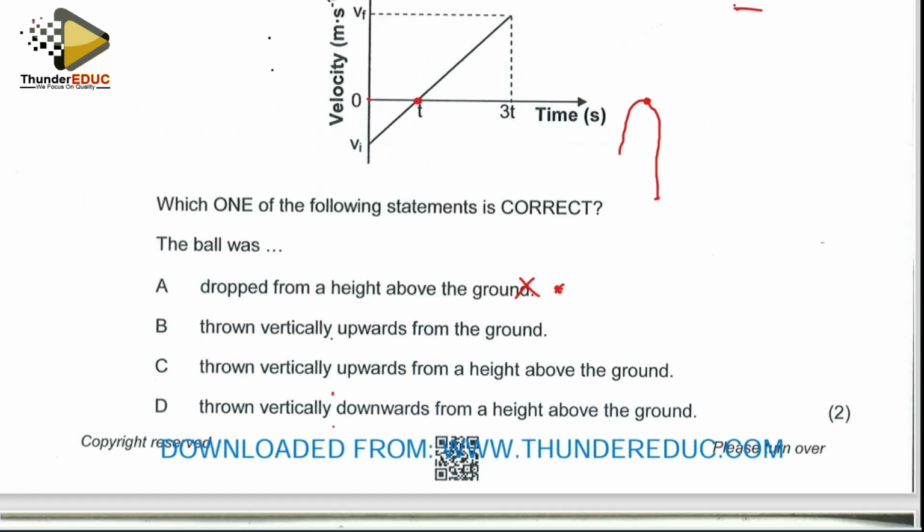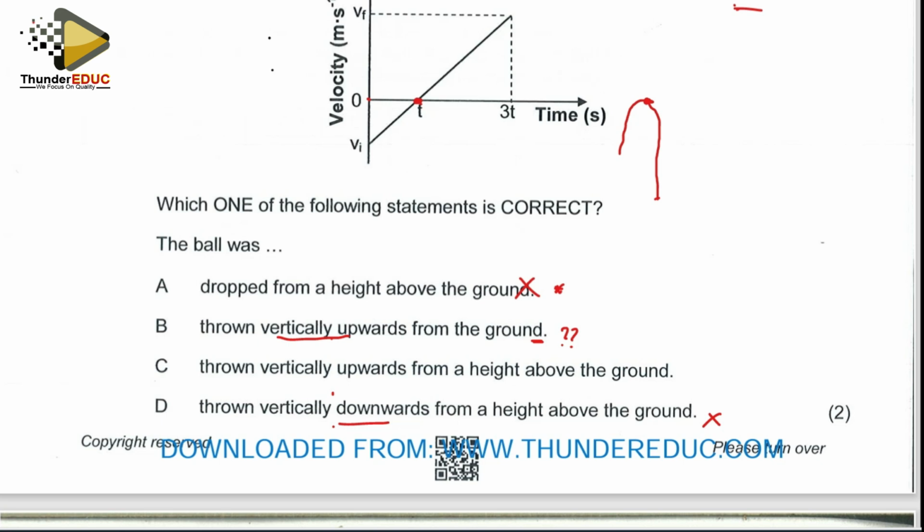Then it was thrown vertically upwards from the ground. This is also not making sense, as much as the vertically upwards is correct. It was thrown vertically upwards from a height above the ground. Then it was thrown vertically downwards from a height. So this is also out, because if it was thrown vertically downwards from a height, then we don't have a maximum height where the velocity is 0. So this is out, the first one is out.